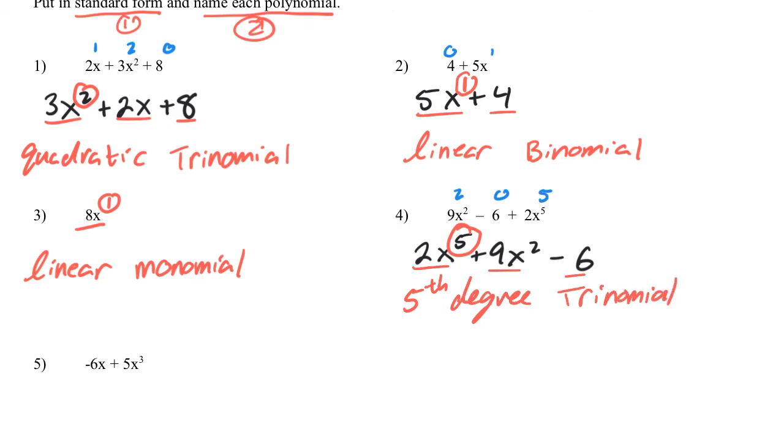Okay, last one. Got to reorder these. Just be careful about this negative out front. Make sure it stays with that term. So this is a 5x cubed minus 6x, and we're going to name it. Highest degree is a 3, so it is a cubic. And we have 1, 2 terms, so it's a cubic binomial.